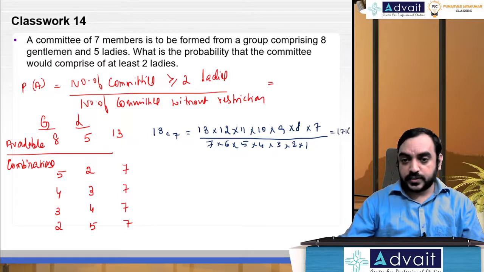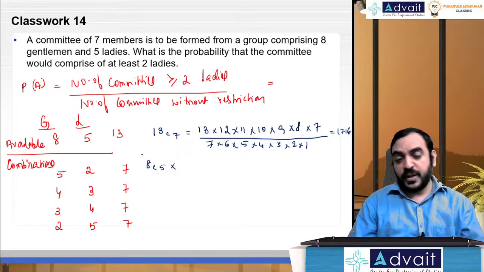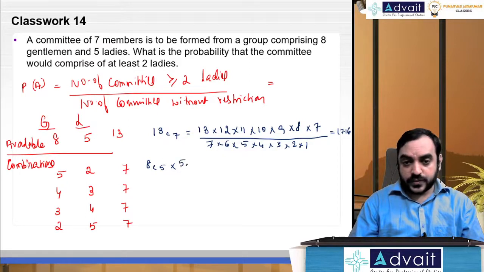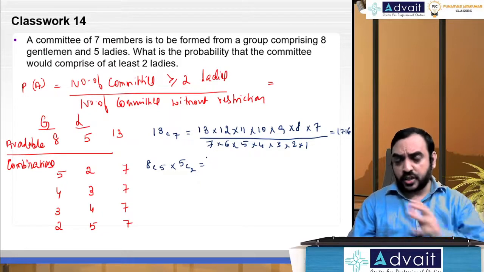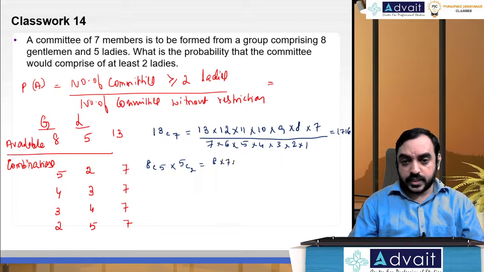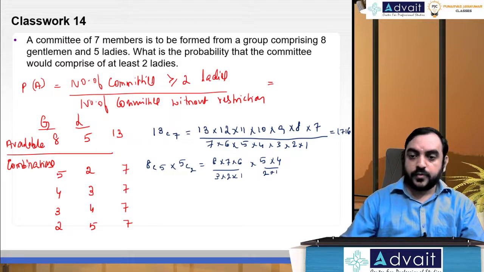Denominator 1716. Numerator, we have to calculate 5 from 8. That is going to be 8C5 and we multiply 2 from 5, 5C2. 8C5, 5C2. 8C5, you can write as 8C3. You know nCr equals nC(n minus r), to shorten the calculation. That is 8, 7, 6 divided by 3 factorial, 3, 2, 1. 5C2, two factors, 5, 4 divided by 2 into 1. 560.